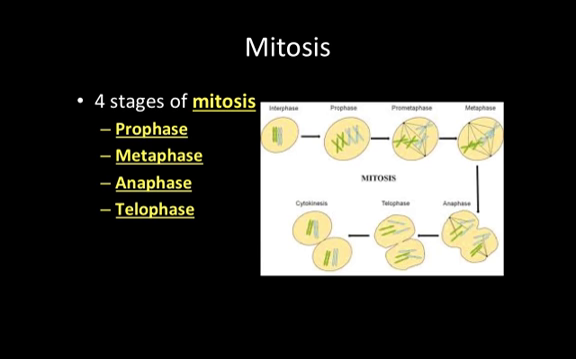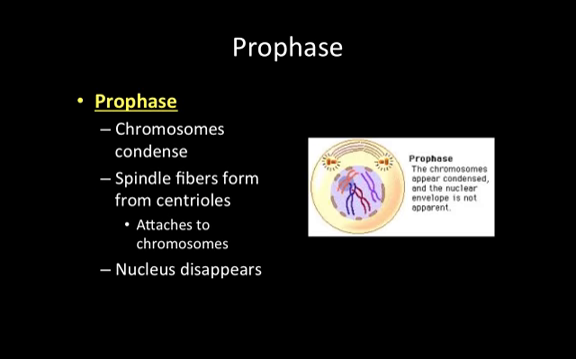Mitosis itself is divided into four phases: prophase, metaphase, anaphase, and telophase. I always remember PMAT as the best way to remember this. Just a quick little abbreviation for prophase, metaphase, anaphase, and telophase.